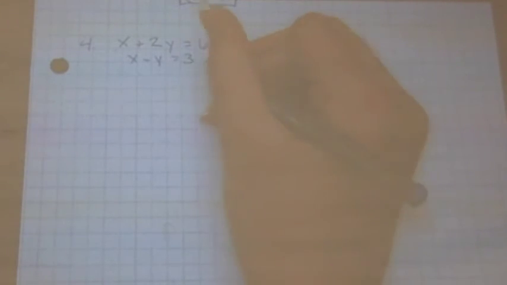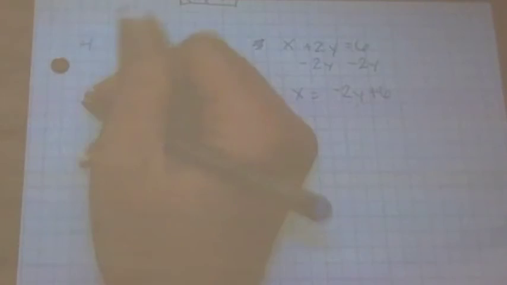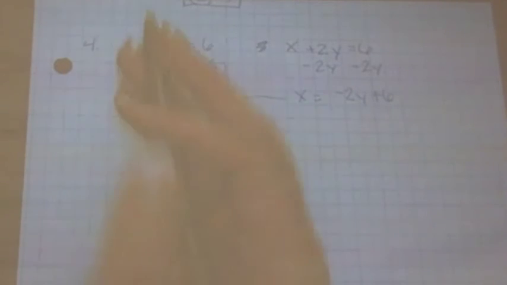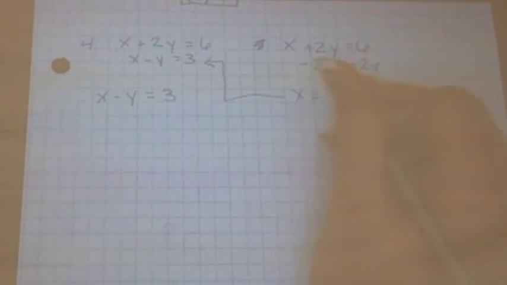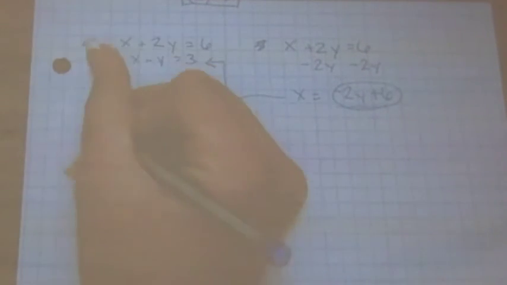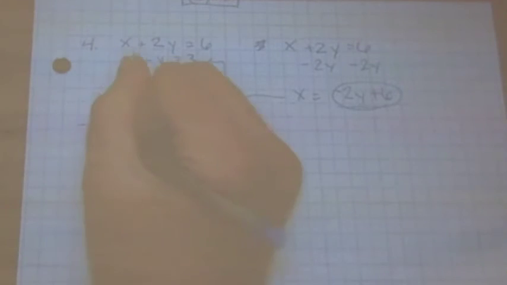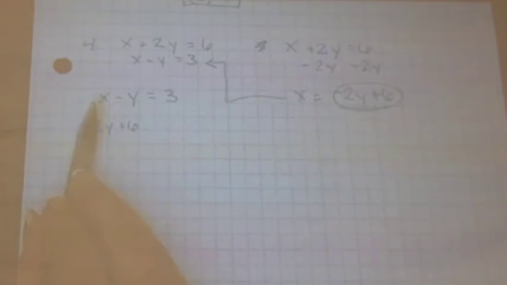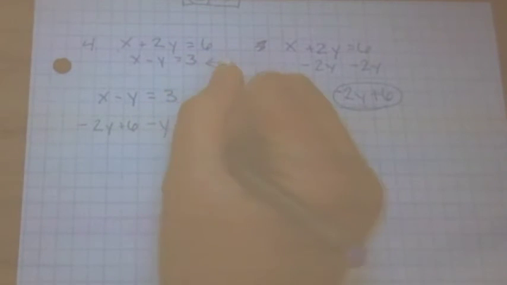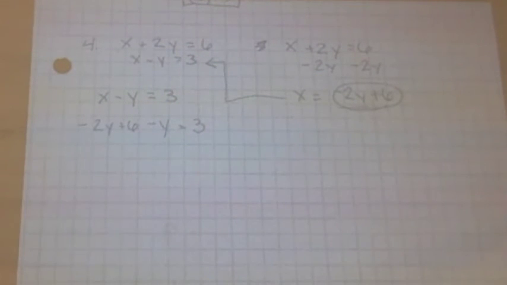So I'm going to plug this into the equation here. Let me write the equation first. X minus y equals 3. Instead of writing x here, I'm going to substitute this in. So I'm going to have minus 2y plus 6. I substitute that in for this x. Bring down my minus y equals 3.